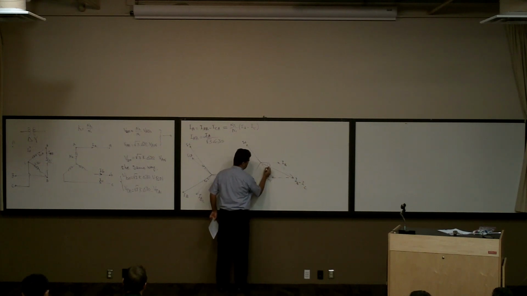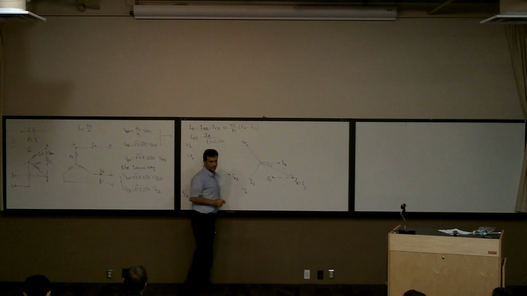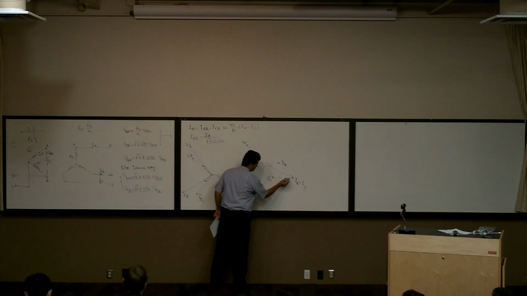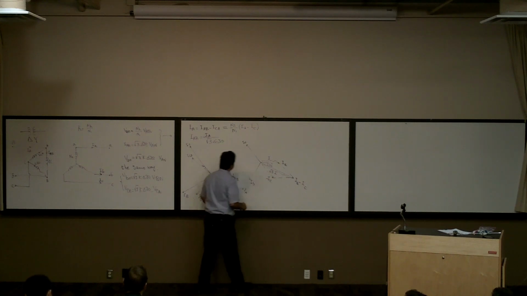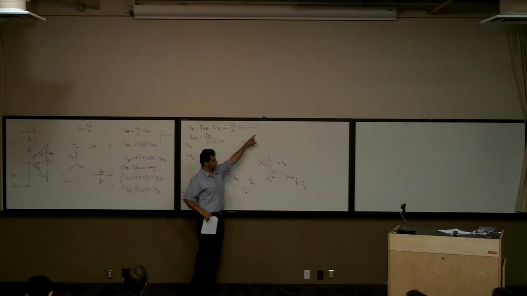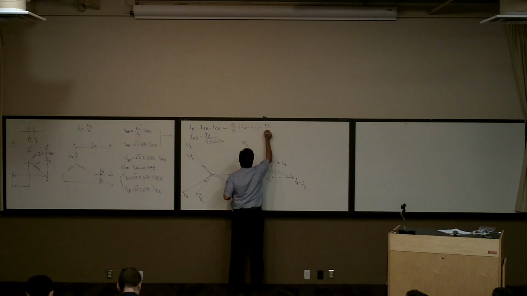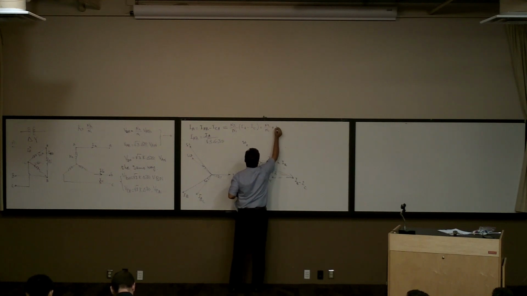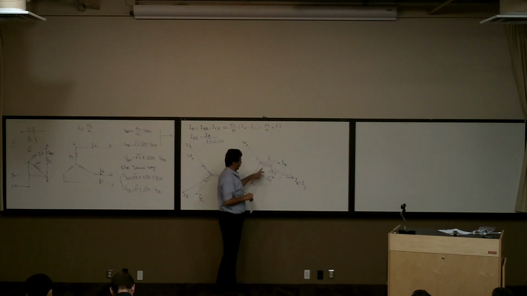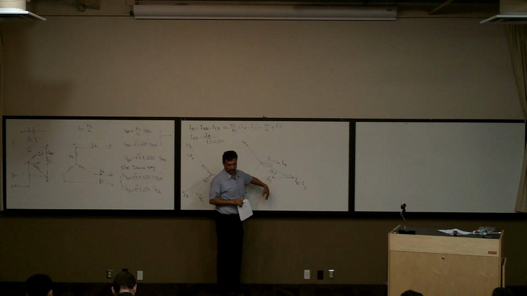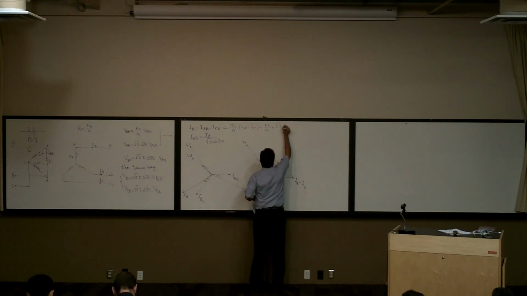This angle is 30 degrees, right? How much is this? If this one is I, this one is the square root of 3I, right? So basically IA minus IC is going to be the square root of 3 times IA, but 30 degrees behind, right? It should be this.